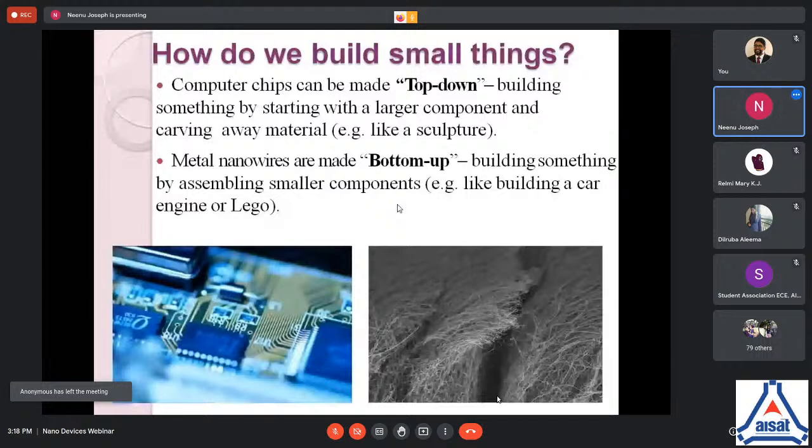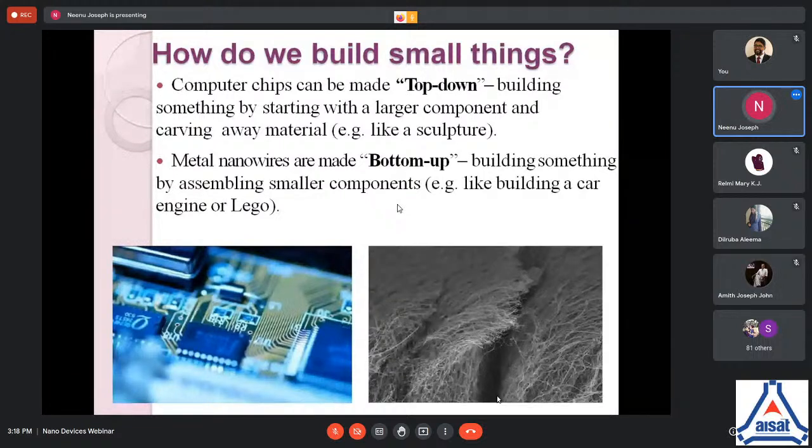Coming to the bottom-up approach, metal nanowires are made bottom-up: building something by assembling smaller components, like building a car engine or with Lego. In this approach, materials and devices are built from molecular components which assemble themselves chemically by principles of molecular recognition.